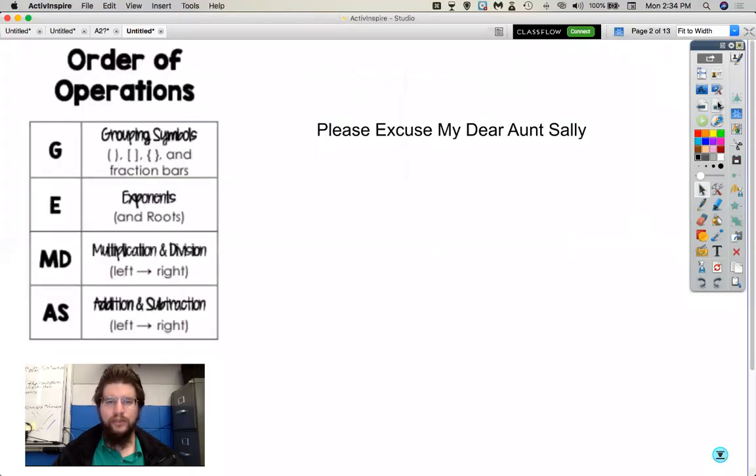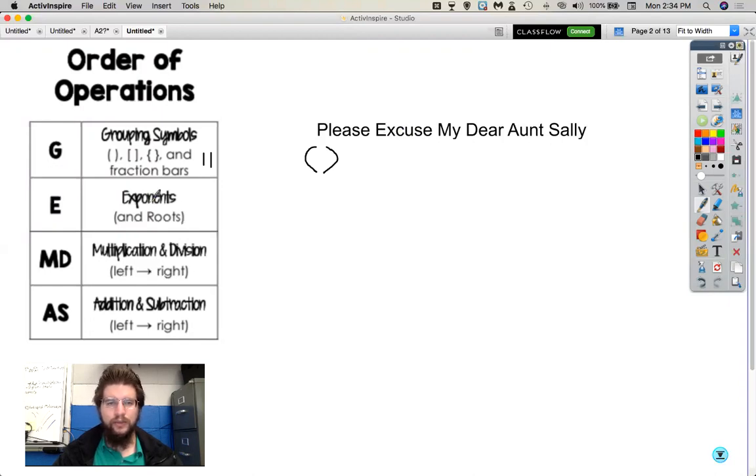So for order of operations, you might be familiar with please excuse my dear Aunt Sally. That's all well and good, but you have to know what they mean. The P stands for parentheses, but really it means any grouping symbols. It could be parentheses, straight brackets, curly brackets, fraction bars, or even absolute value bars would be included in grouping symbols.